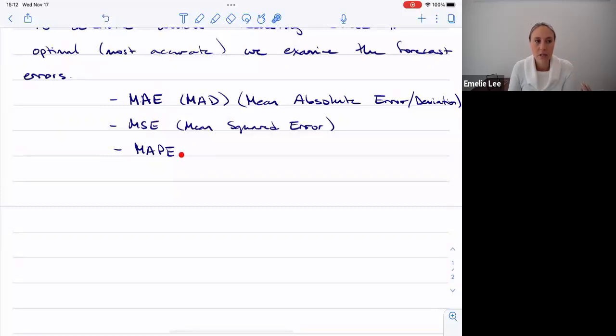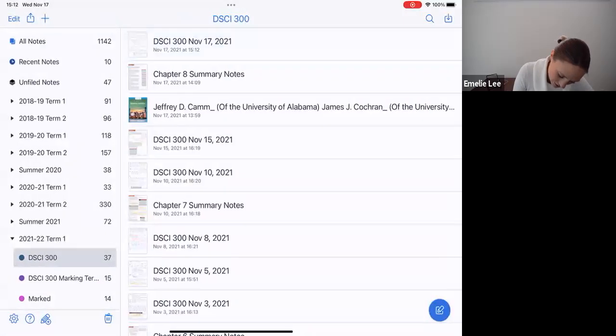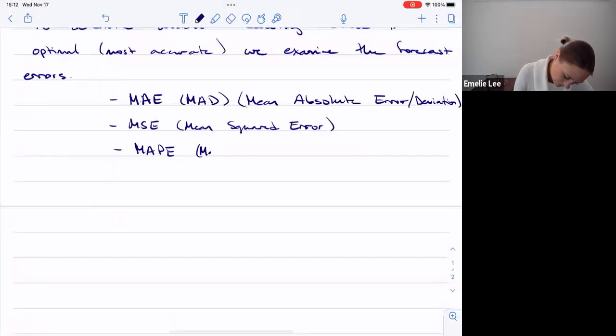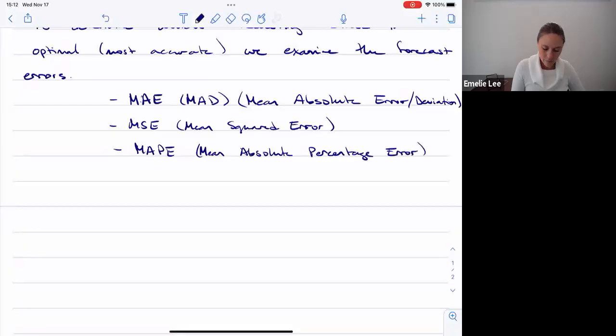Whereas the mean absolute percentage error, I think it is. I'll have to double check here. Mean absolute percentage error. Right, that one doesn't have any units besides percentage, right? And so that might be nice if you're trying to compare overall, but usually you're comparing the same units.